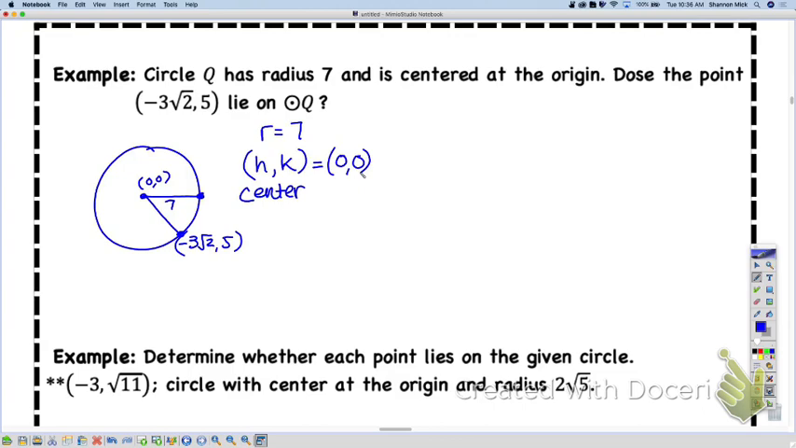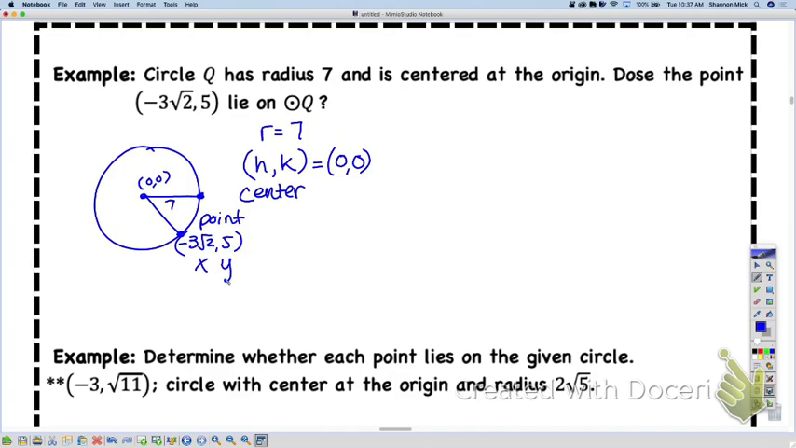Okay, so the center is 0, 0. That's my h, k, correct? Then the point right here, -3 square root of 2, 5, this is just my point, right? This is x, this is y. It asks, is -3 square root of 2, 5 on that circle? That's the symbol for circle. Circle with center Q. We name circles by the center point.